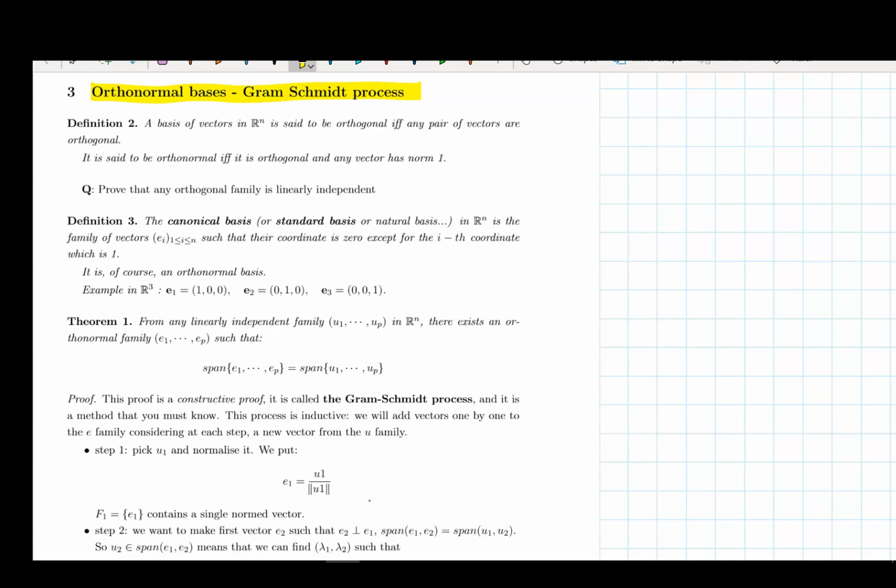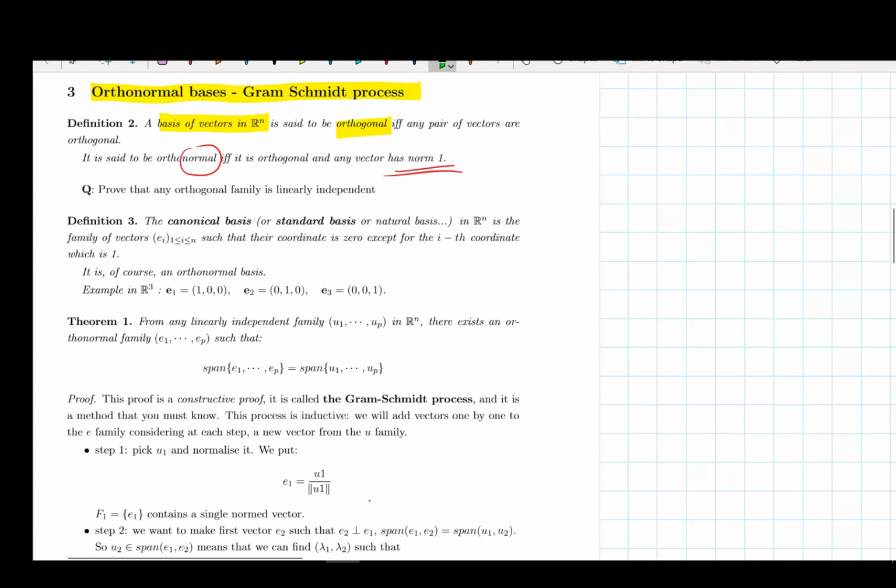Of course, the basis of vectors in Rn, I guess you more or less know what it is. It's just a basis where every vector is orthogonal to any other vector, and that's orthogonal. And if you want orthonormal, it has to be orthogonal to any other vector and has a norm of 1. So the normal version is really not very hard. Once you've got the vector, the way to normalize it is just to divide it by its norm. Okay, obviously.